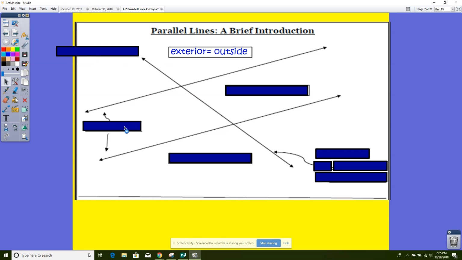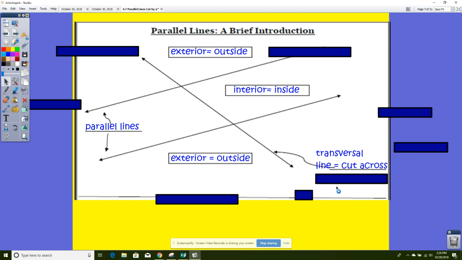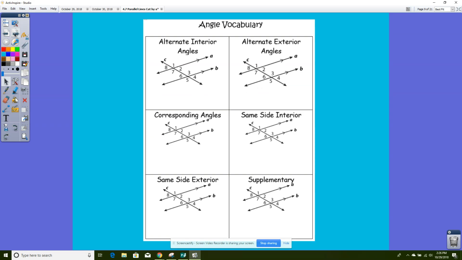So just one more time for you here. And then the littles and bigs. Okay, so this is the last page for these notes. And these are our angle vocabulary. And what we do with these is we highlight the things that are alike.